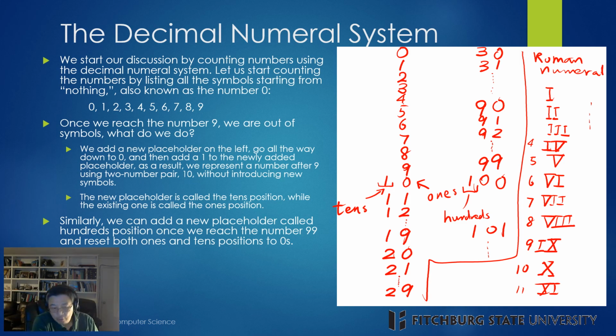Now Roman numeral is good if we try to represent a small number. But if we try to represent a huge number like 1 billion, it is a nightmare. So that's the reason why the decimal numeral system is much better than the Roman numeral. The Roman numeral works for a small set of numbers.